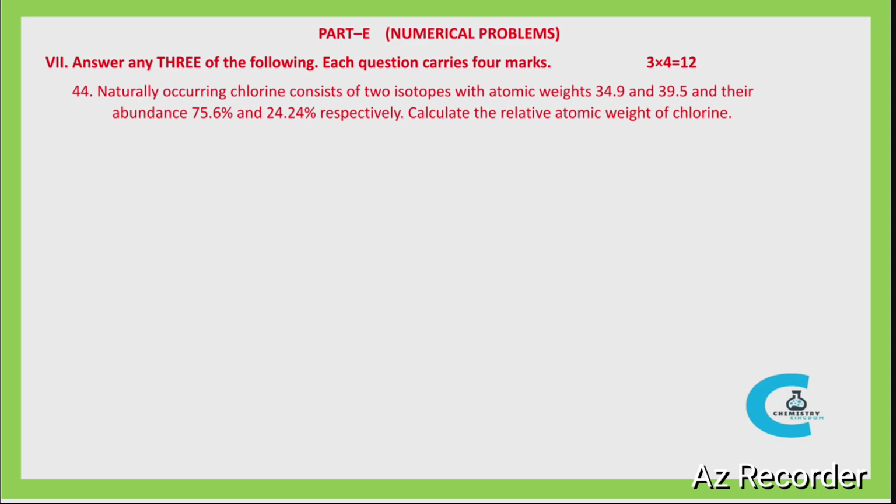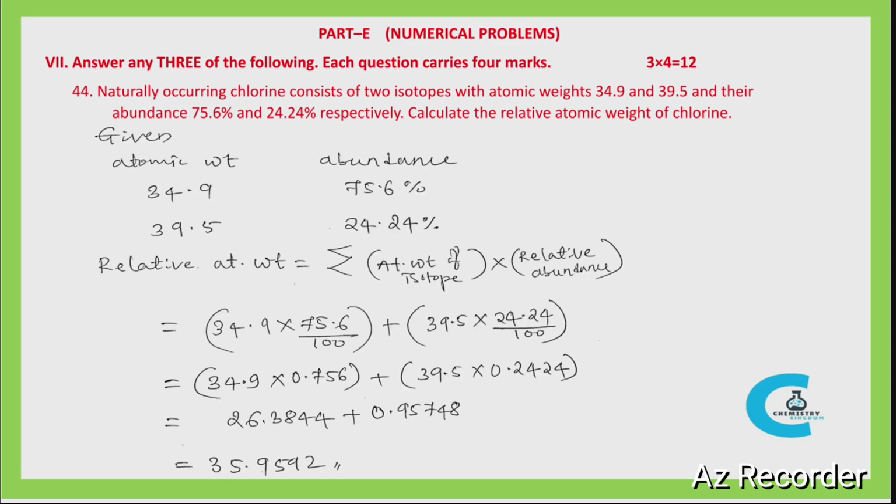Clearly the formula is the summation of relative abundance into atomic weight. Just multiply the values and you will get the answer, 35.9592. So what is the relative atomic weight formula? Summation of atomic weight of isotope into relative abundance. I hope you understood. Why divided by 100? Because it is a percentage.